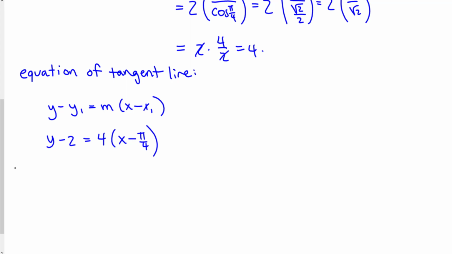Or y minus 2 equals 4x minus pi, or y equals 4x minus pi plus 2, which looks a little bit strange simply because negative pi plus 2 isn't something that we can combine without switching to a decimal answer. But this is perfectly fine. This will give us the equation of that tangent line.